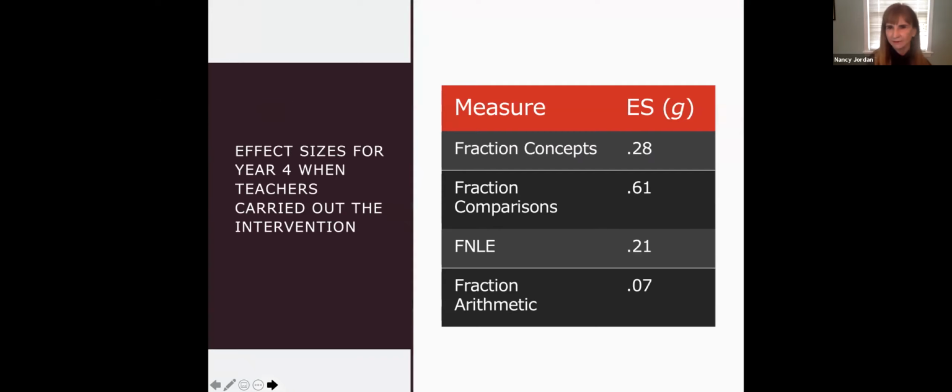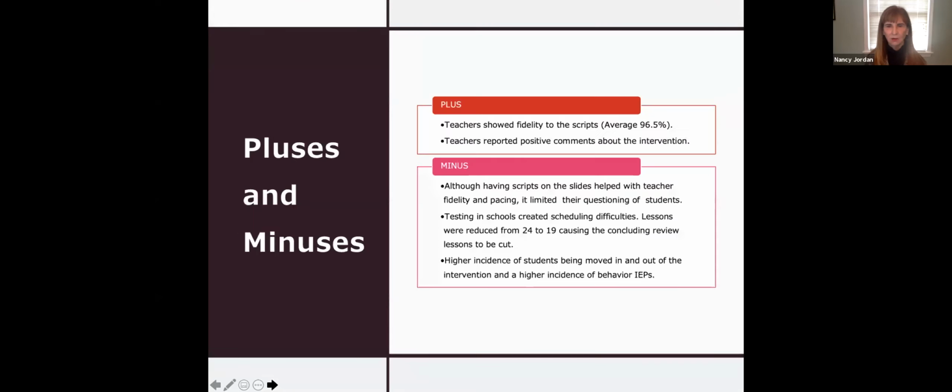So this is what we found. The effects were not as strong, which is not surprising, given that this was a school-based intervention and we had just trained the teachers. But you can see the effect sizes were not as strong, and also the fraction arithmetic, once again, even though we've been trying to improve in that area, are still minimal to none.